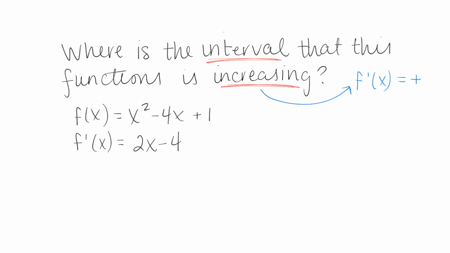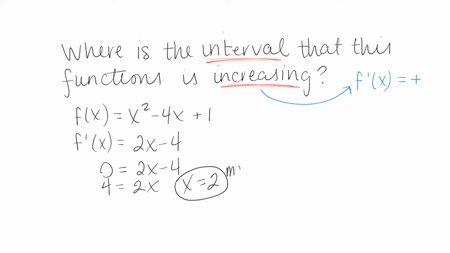Well, it's quadratic, so it's increasing in some places and decreasing in other places. So I need to know where that changes. So to do that, I need to know where it's 0. So I'm going to take this and set my 2x minus 4 equal to 0. And when I do that, I get 4 equals 2x, so x equals 2. So this is going to represent a maximum or a minimum.